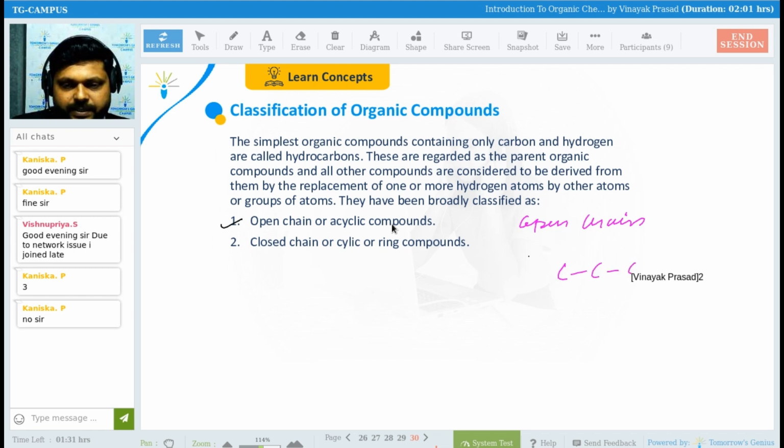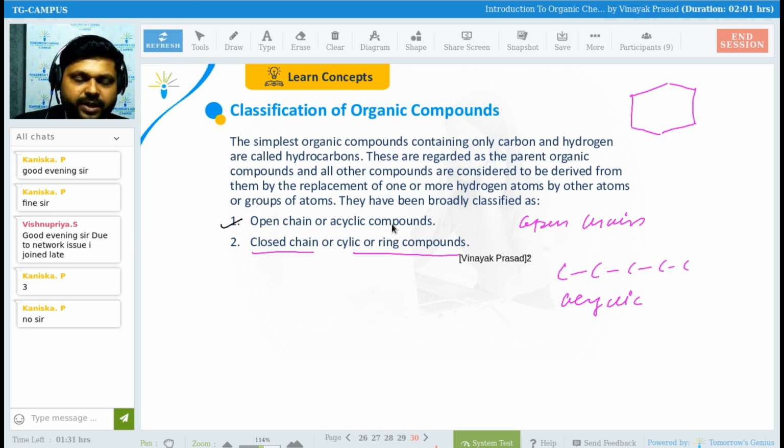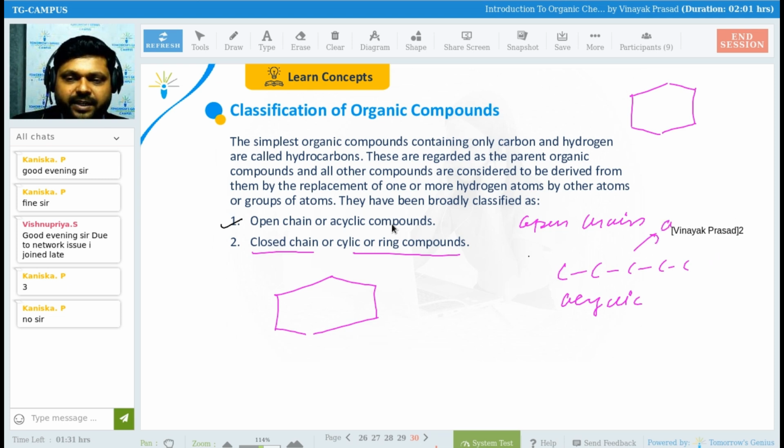This is open chain, right? This is open chain or acyclic. Acyclic means they will not form a ring. This is a ring, this is cyclic. This is an open chain acyclic compound. Closed chain or cyclic or ring compounds are these ring compounds. Ring compounds or closed chain or cyclic, you can say. The long form of chain will be called acyclic or aliphatic. It is aliphatic. Is it okay guys?